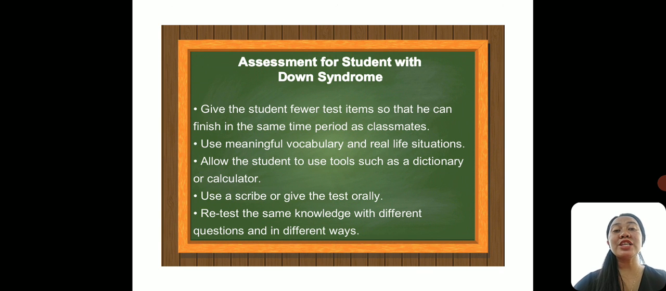So how should teachers assess students with Down syndrome? First, the teacher should give the student fewer test items so that he can finish in the same time period as classmates. Then, use meaningful vocabulary and real-life situations. Then, allow the students to use tools such as a dictionary and calculator. Use a scribe or give the test orally. Retest the same knowledge with different questions and in different ways.